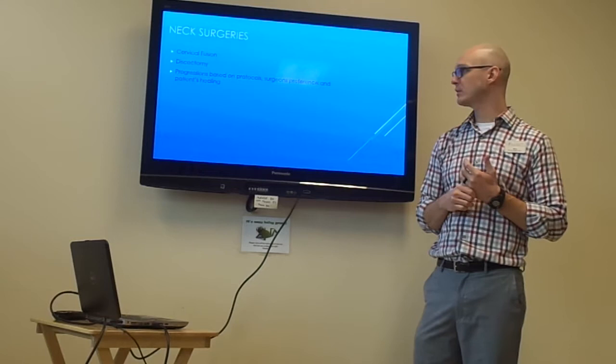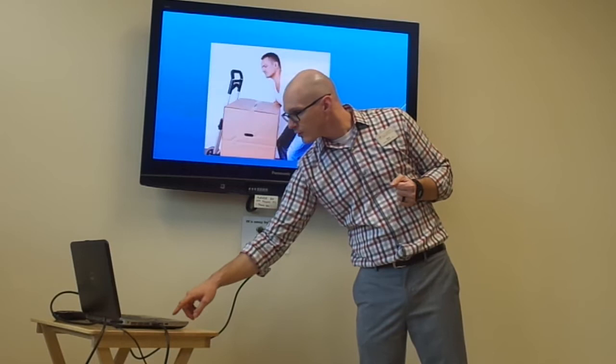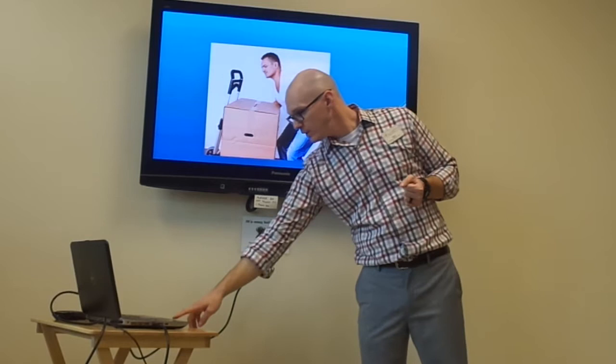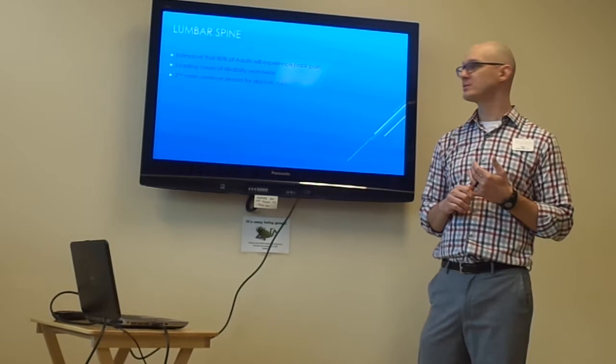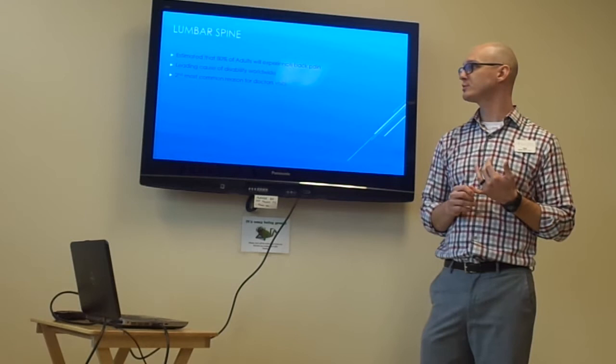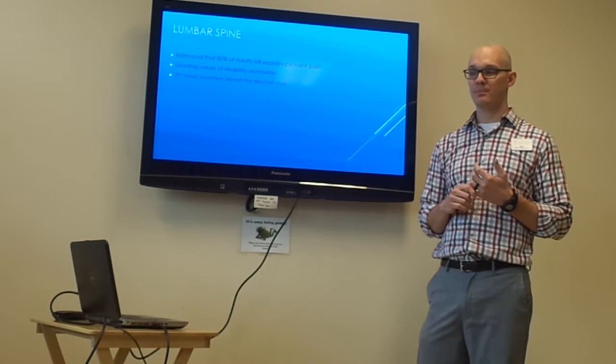So now we're going to get into back pain. This is a very common thing that we'll see people coming in with. We've seen in the studies that almost 80% of adults will experience some sort of back pain that will cause them to seek medical treatment. Back pain is actually the leading cause of disability worldwide and is the second most common cause of doctor's visits, behind the common cold.